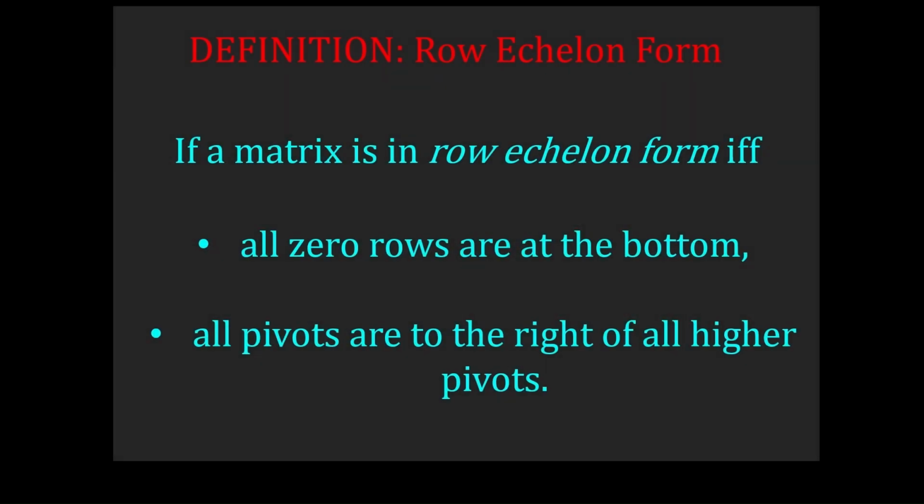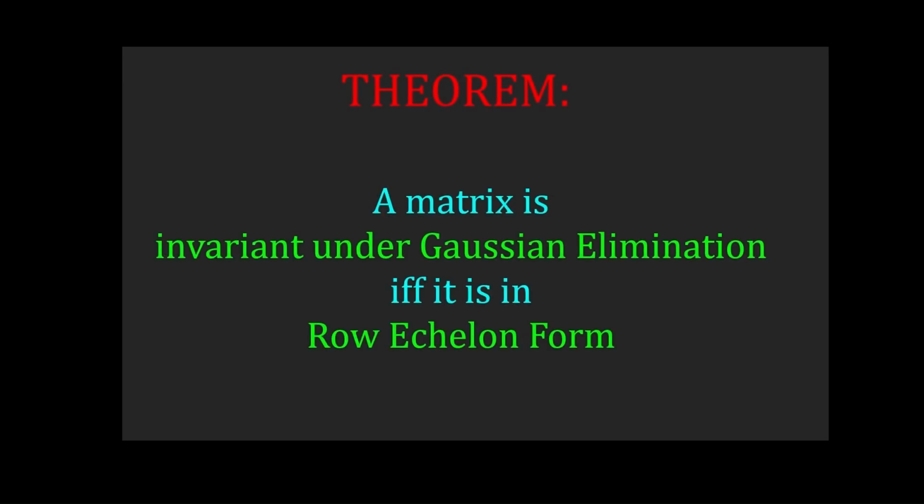So now if we use the row echelon form definition that most textbooks use, this is the row echelon form theorem. A matrix is invariant under the algorithm if and only if it is in row echelon form. Thanks for watching, and I hope you now know why the row echelon form is actually defined how it is and why it's equivalent to the intuitive understanding of it.